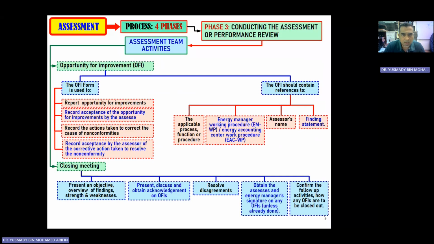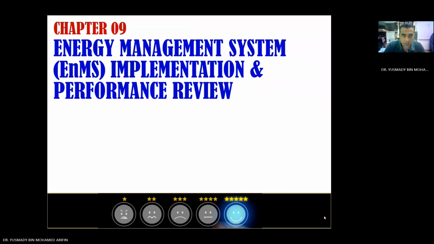Okay, so these are the activities for the assessment team under phase 3, conducting the assessment or the performance review. And the last phase is involved with reporting and also the follow-up of the assessment. So normally for the reporting, we already discussed in a previous slide and also previous chapters.